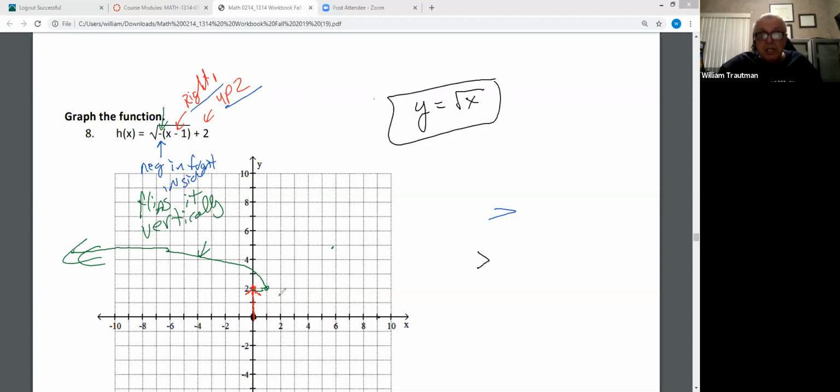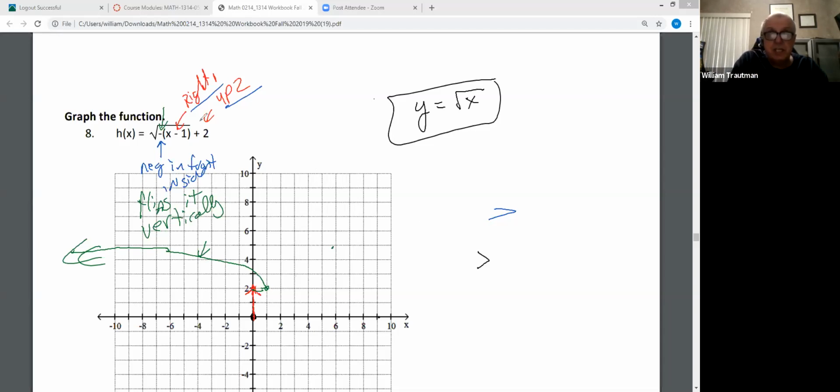And by the way, let's see how accurate we are. I'm going to put this in my calculator. Let me put it in my calculator first. Square root of x, and then I'm going to put the other one. Square root of negative parentheses x minus 1. Oh, I didn't put square root in there. Square root of negative x minus 1. Close the parentheses and then add 2.